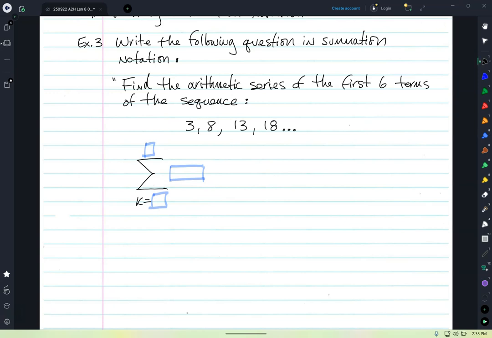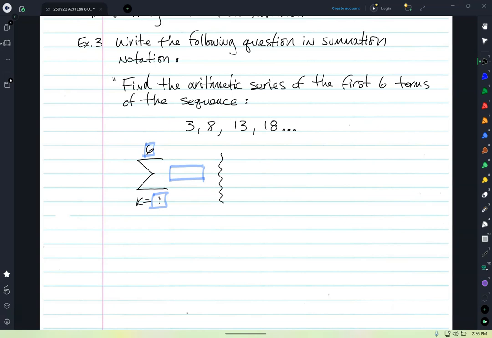The first 6 terms of the sequence. That means we're starting where? First 6 terms. Okay, we're starting at 1. Where are we ending? 6. Okay, that was easy. If I said terms 7 through 15, where would the 7 go? Top or bottom? And the 15? Okay, that's easy, right? All right. So now all we've got to do is come up with the explicit rule that governs this sequence right here.